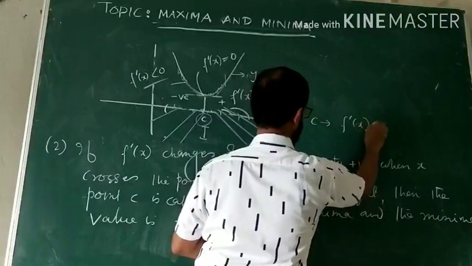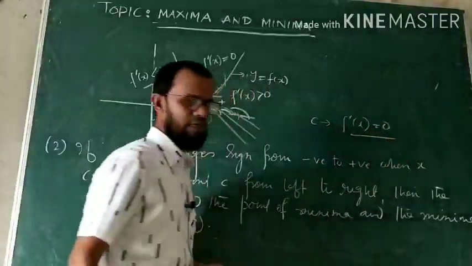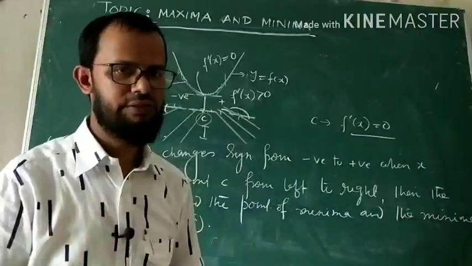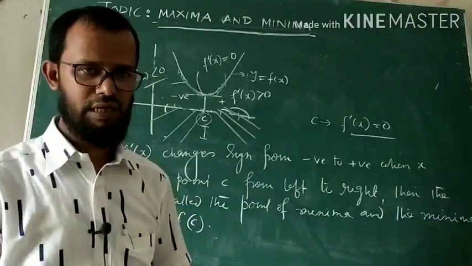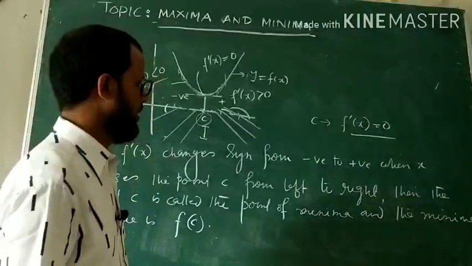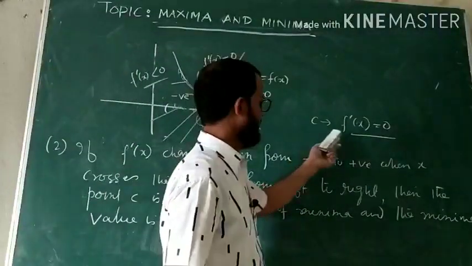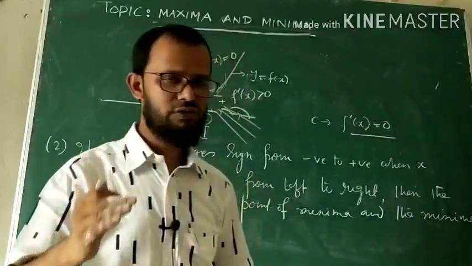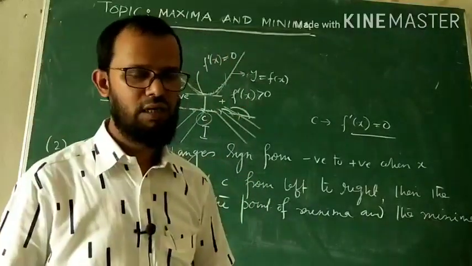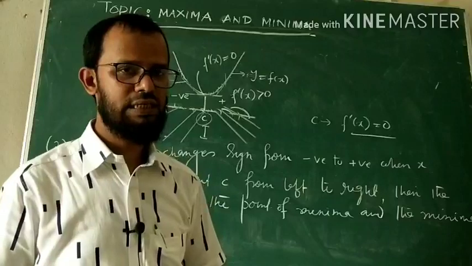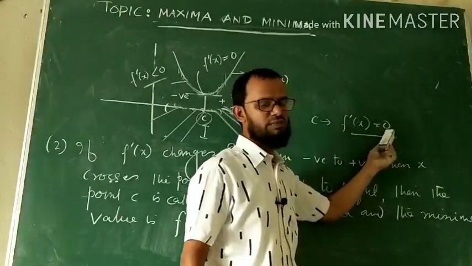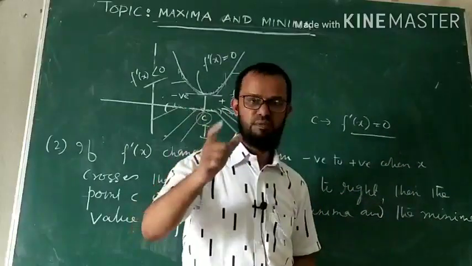f dash x equal to what? 0. At a critical point, what happens? The derivative of the function is what? 0. That means a necessary condition for a function to have a maxima or minima is that f dash x must be equal to 0 at some point of the domain.